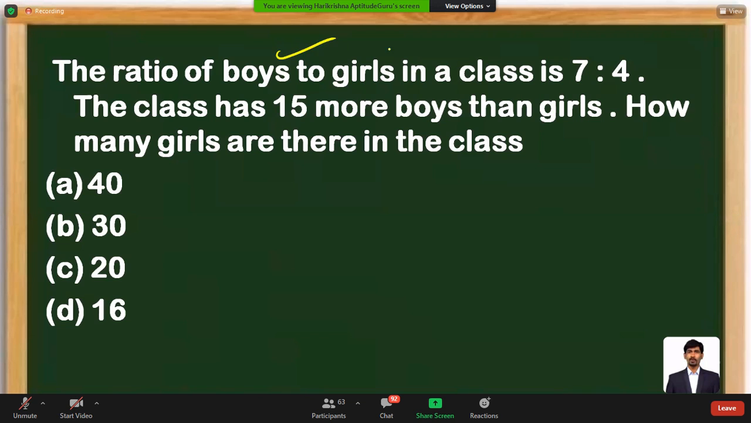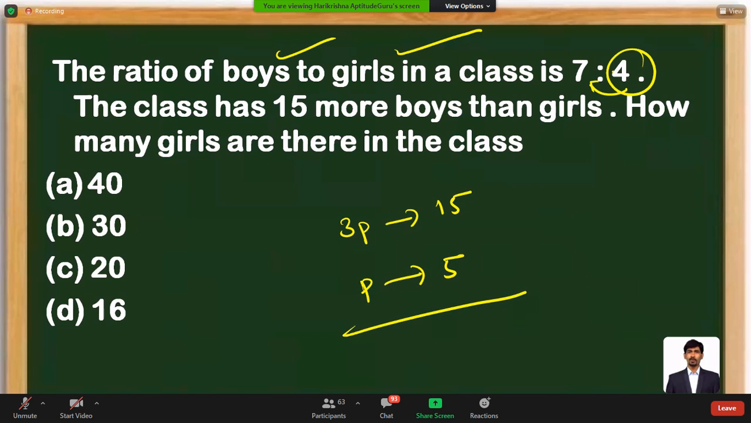The ratio of boys and girls is 7:4. In the class, 15 more boys are there than girls. How many girls are there is the question. So 7 parts and 4 parts. How many more boys are there? We can say 3 parts more. That 3 parts is 15. Then 1 part is going to be 5. How many girls are there is the question. 4 parts, so 4 into 5 is 20, available as an option.